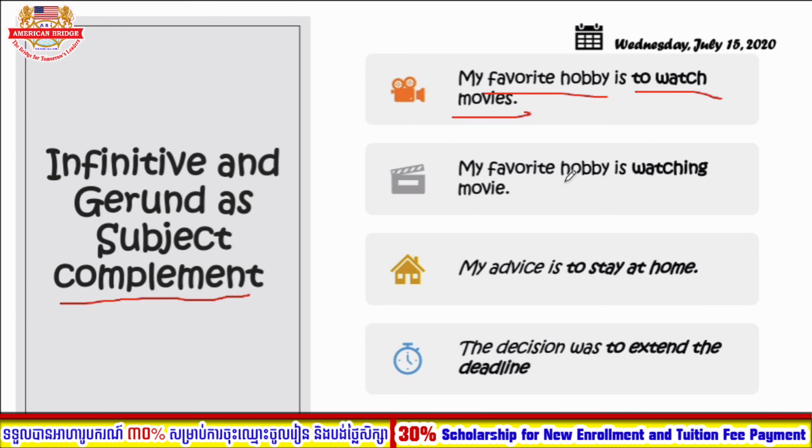Another example, my favorite hobby is watching movies. So you can use to infinitive or gerund. My advice is to stay at home. So to stay at home is my advice. It is the same sentence, right? You can invert the complements to become the subjects. The decision was to extend the deadline. So to extend the deadline is called the subject complement, and you can reverse the order. To extend the deadline was the decision, the same. That is why we call it the subject complement. It is not the object, okay?